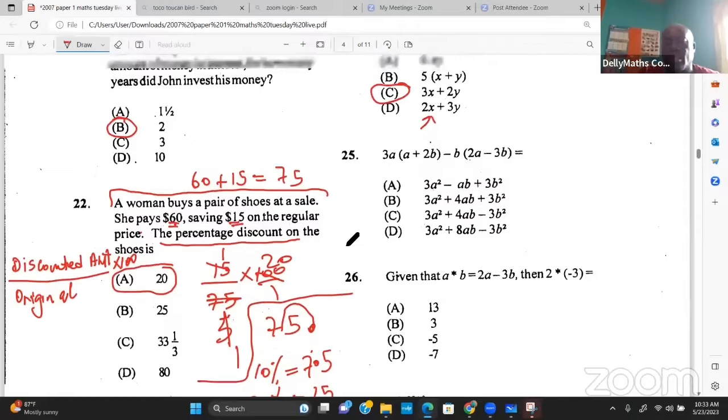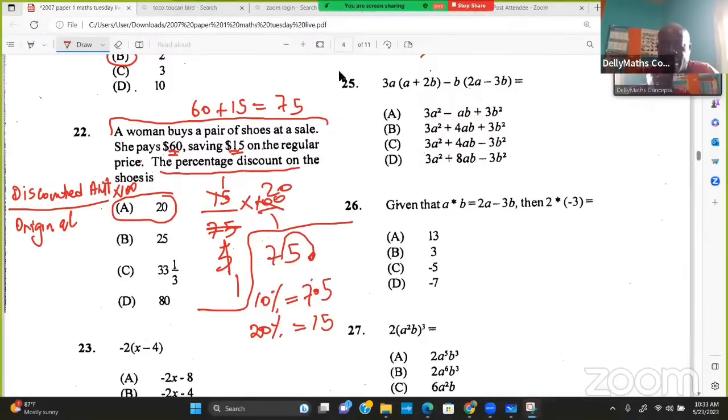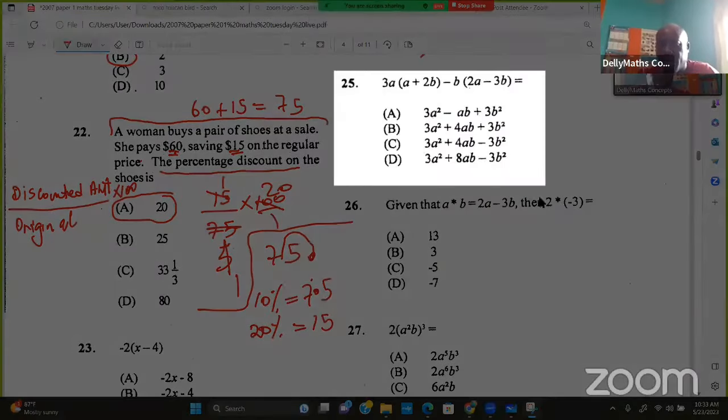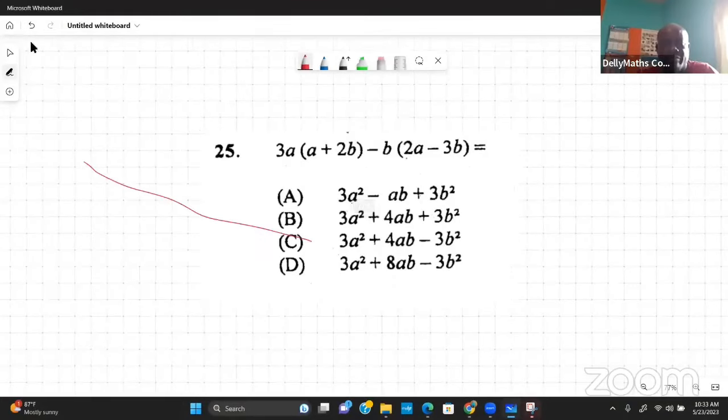All right, let's look at 25. Let's go for 25. All right, so 25 says that we want to distribute this. So where do I distribute this? I might have to take this somewhere else. I need a little space. All right, let me just bring this to my other screen quickly. All right, here we go. All right, there it is.